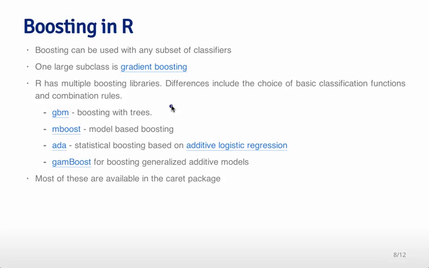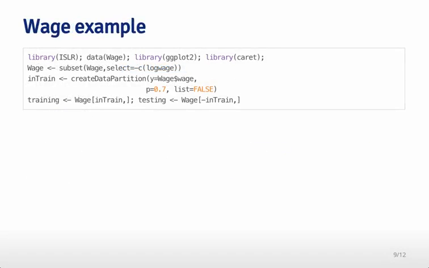The GBM package does boosting with trees. MBoost does model-based boosting. ADA does additive logistic regression boosting. And GAMBoost does boosting for generalized additive models. Most of these are available in the Caret package, so you can use them directly by using the train function with Caret. So here we're going to use the wage example to illustrate how you can apply a boosting algorithm.